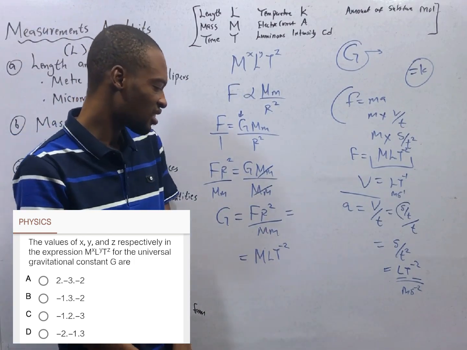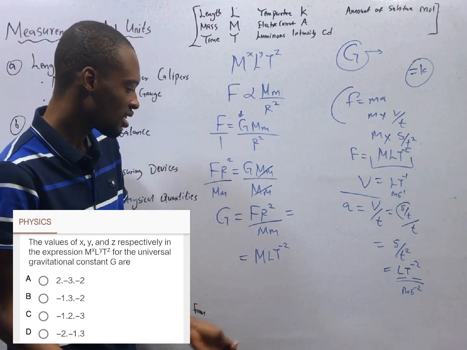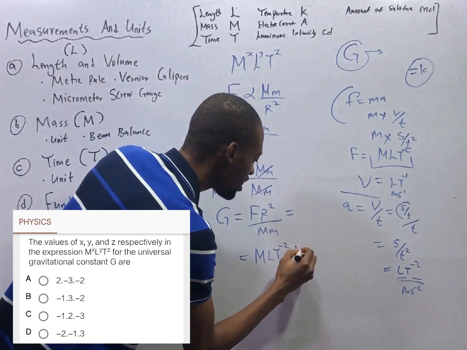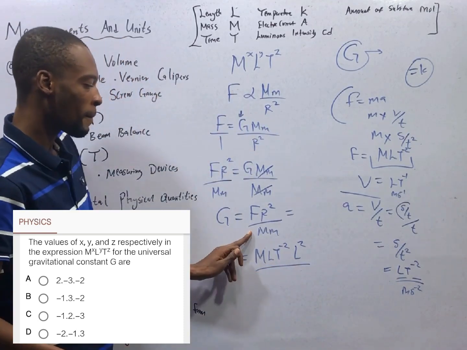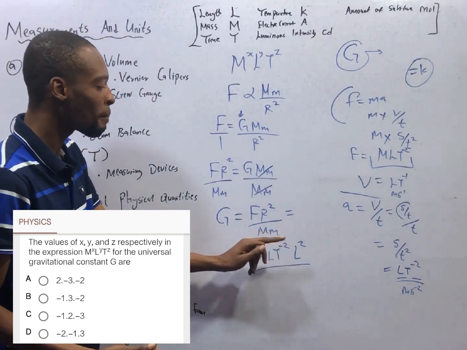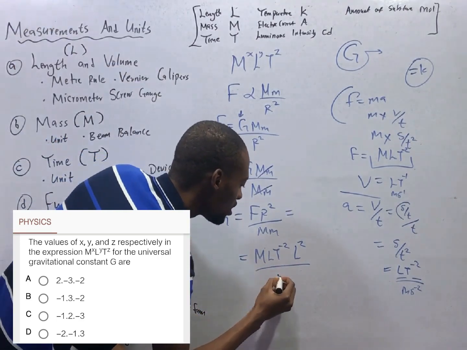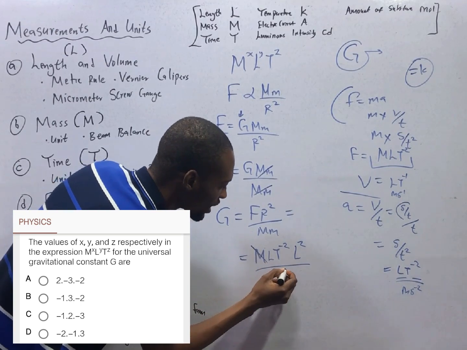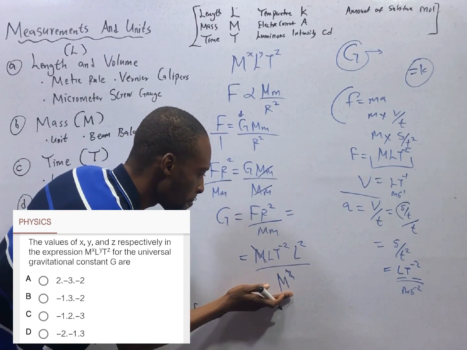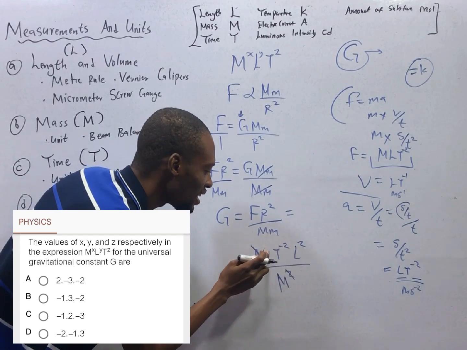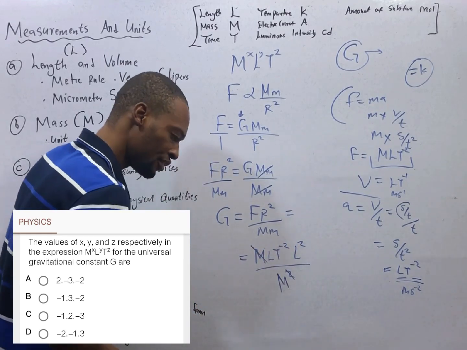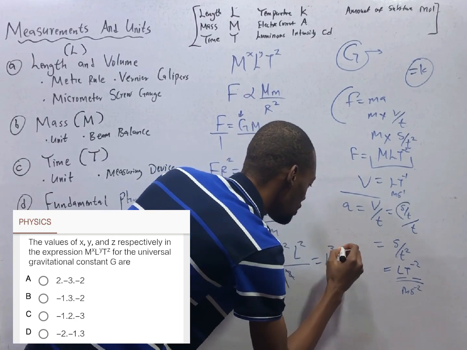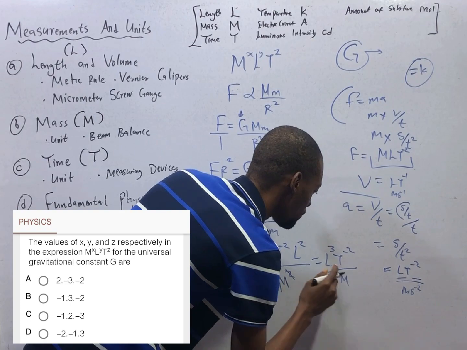Radius is distance. So what is distance? Distance is length. That is L squared over mass, which is M. Another mass M. M times M is M squared. So from here, we cancel one M. We are left with M here. We have L here and L. L times L is L raised to the power of 3. So this is L raised to the power of 3 T raised to the power of minus 2 over M.